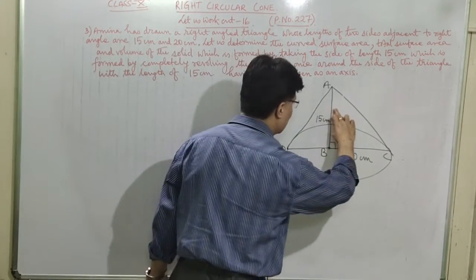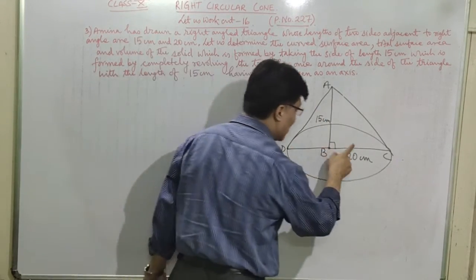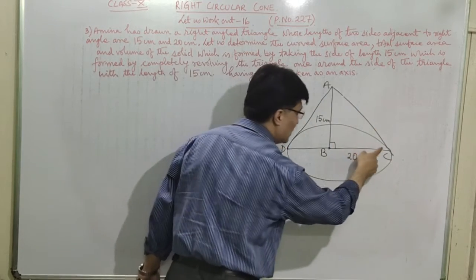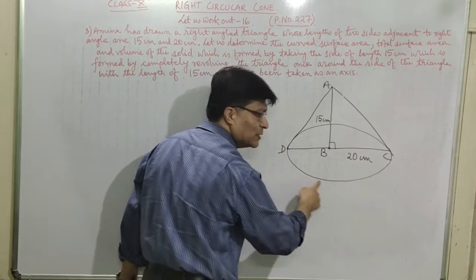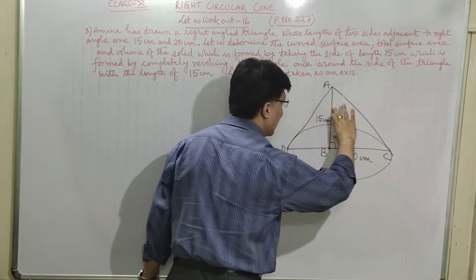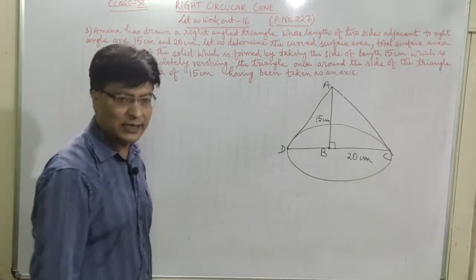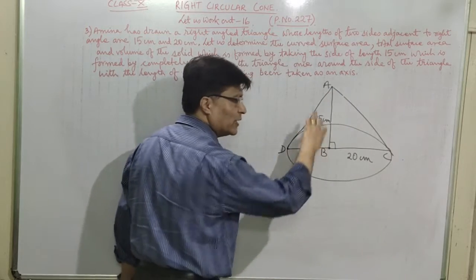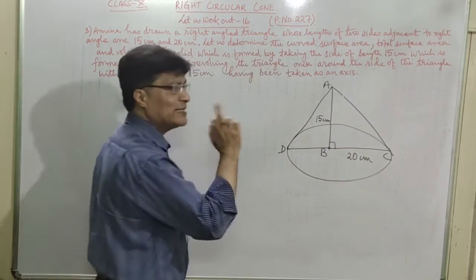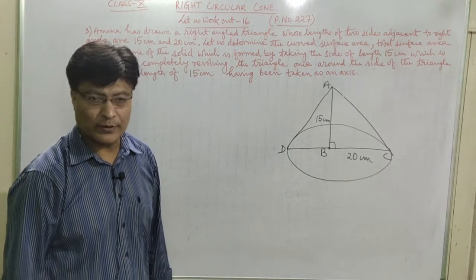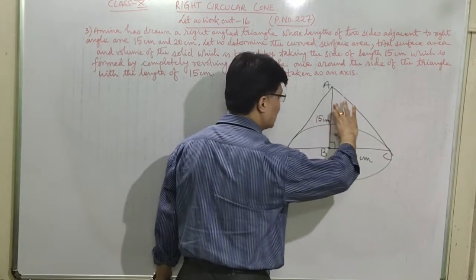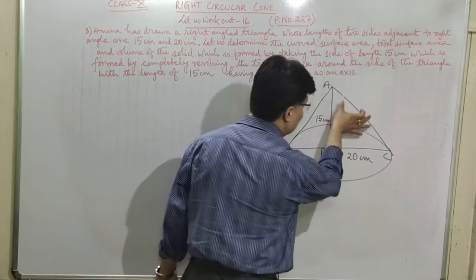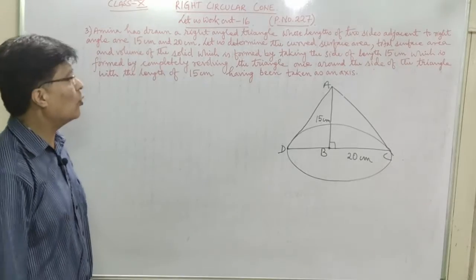Now this 15 centimeter is taken as the axis and now this AC is revolved. When AC is revolved, C itself revolves. That means AC is revolving around the axis AB, which is 15 centimeter. So if this AC is revolved with AB as an axis, this will take the shape of a cone. Now in this case AB is the height of the cone, BC is the radius of the base of the cone, and this AC will be the slant height of the cone.